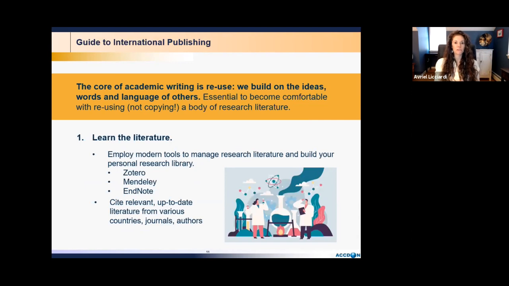So the first rule for our guide to international publishing today is to really understand that the core of academic writing or scientific writing is reuse. We as researchers build on the ideas of others, the language and the words of others.